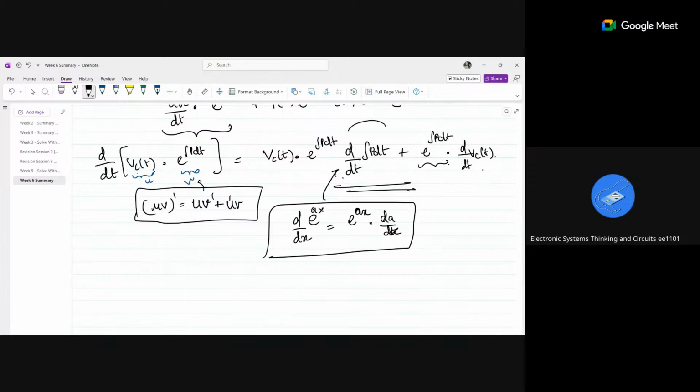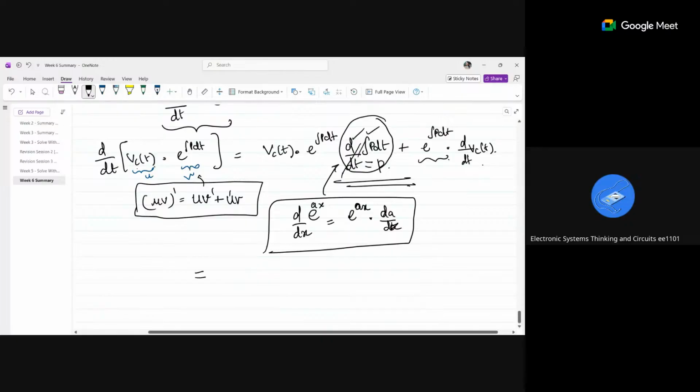Now, what is this value? There is a differentiation and integral term. That two will get cancelled, so it is just P. Right? Yes, ma'am. Vc of t e power integral P dt dot P plus e power integral P dt dVc of t by dt.